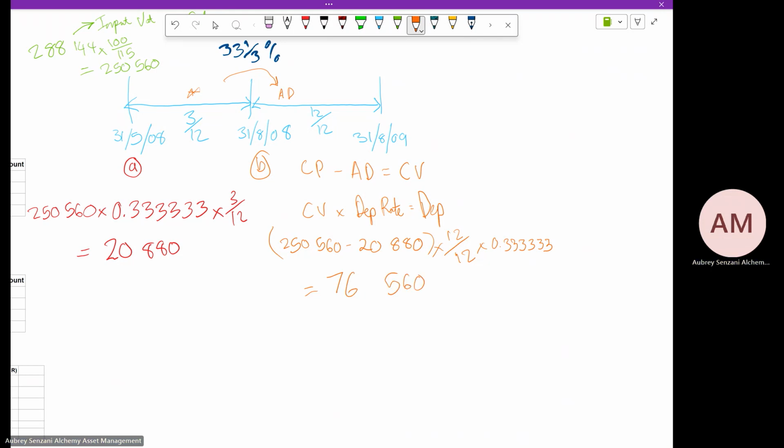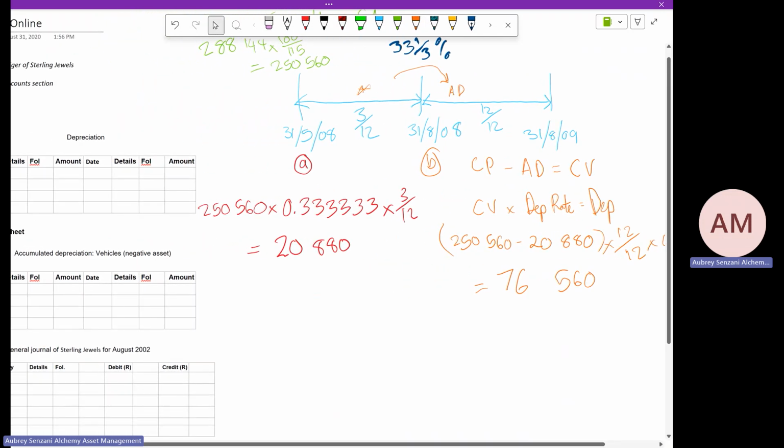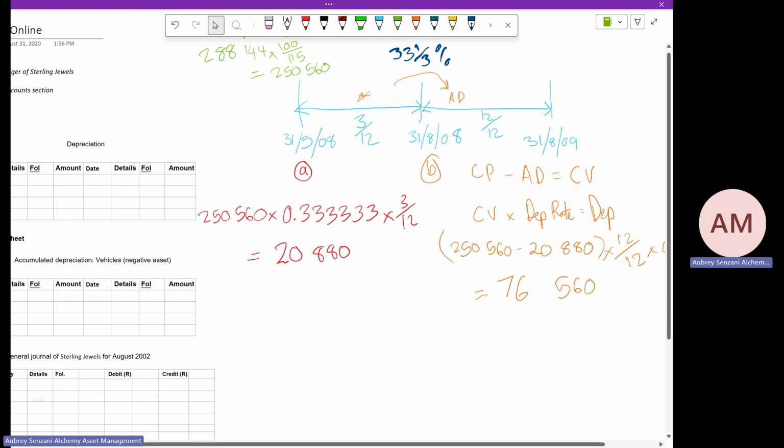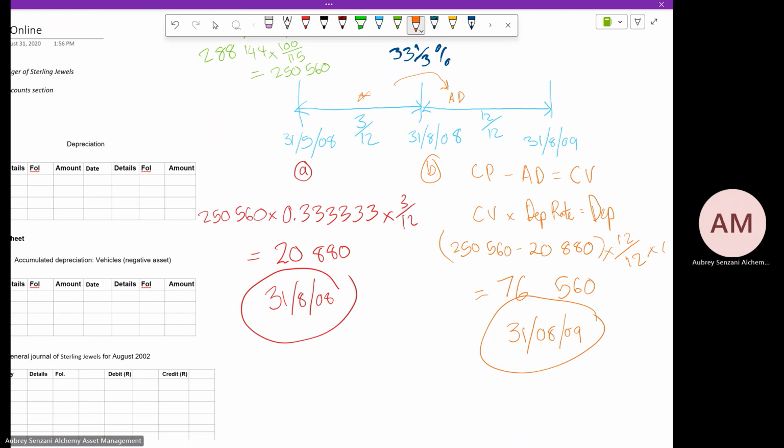When you times that, the depreciation that you will get should be 76,560. Now we have all the depreciation that has taken place. In red, it's the depreciation up to 31 August '08. And in orange, circle that, we're talking about depreciation up until 31 August '09.